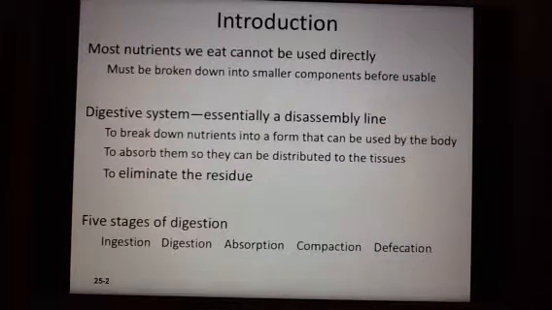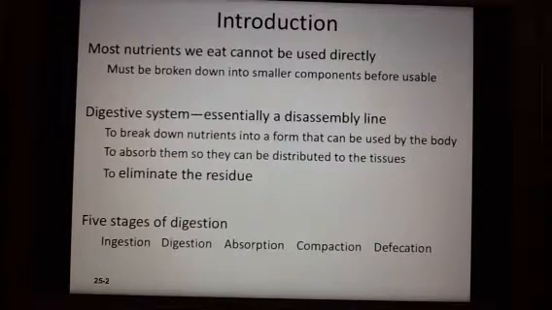We know that most nutrients that we eat, we can't use them directly. They have to be broken down into smaller pieces before they're usable by the body. And so you can think of the digestive system like a disassembly line. So it's breaking down nutrients into a form that the body can use. And then the second part of that is to absorb those nutrients so that they can be distributed throughout the body to all of the tissues. And they also eliminate a residue.